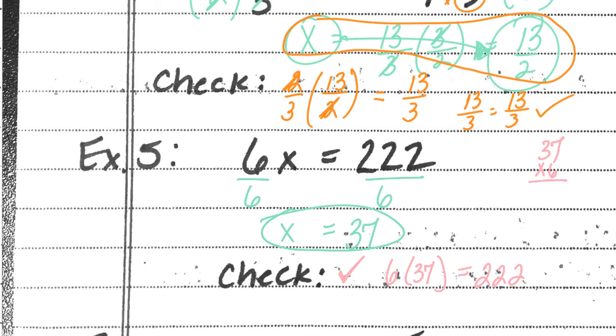37 times 6. 7 times 6 is 42. 6 times 3 is 18. Plus 4 is 22. So yes, those work. So my point is, remember the answer is x equals 37, but we always want to check our work to make sure we get it correct.